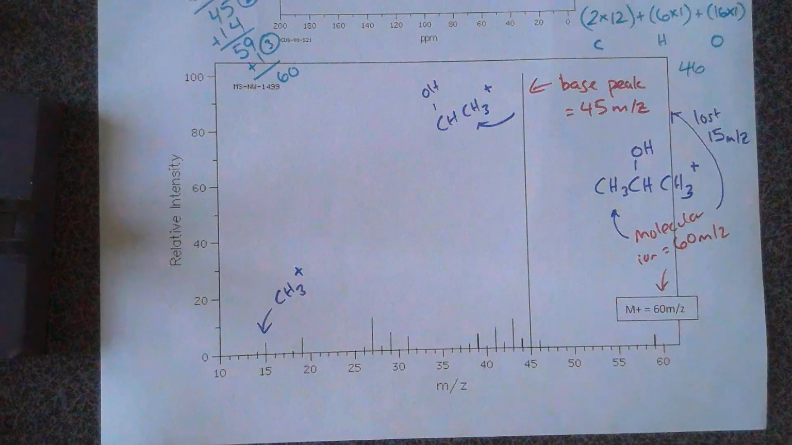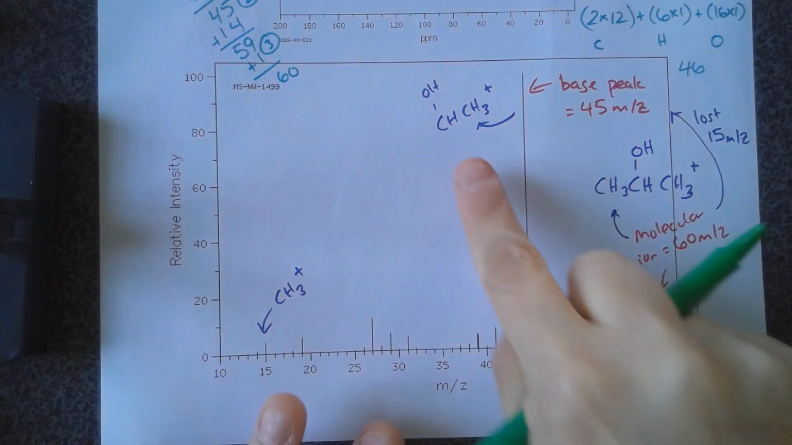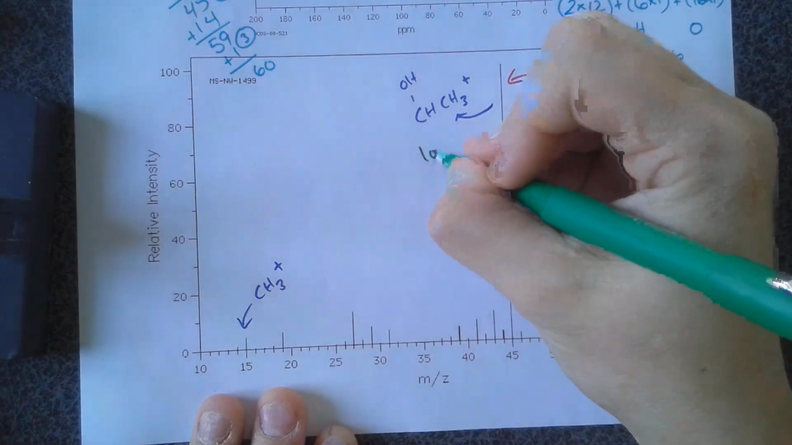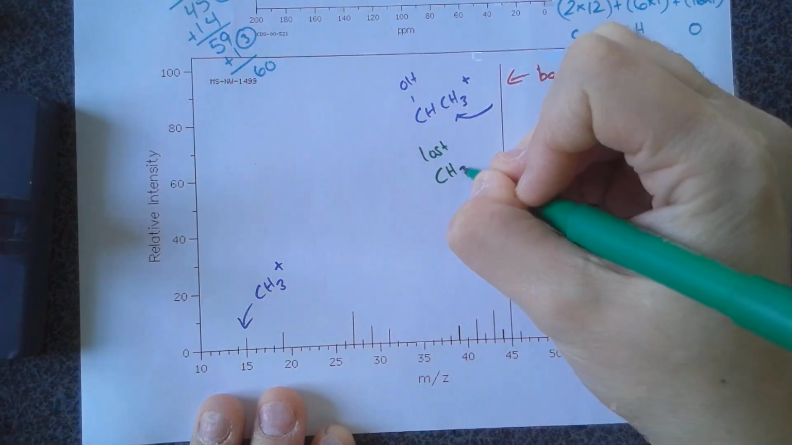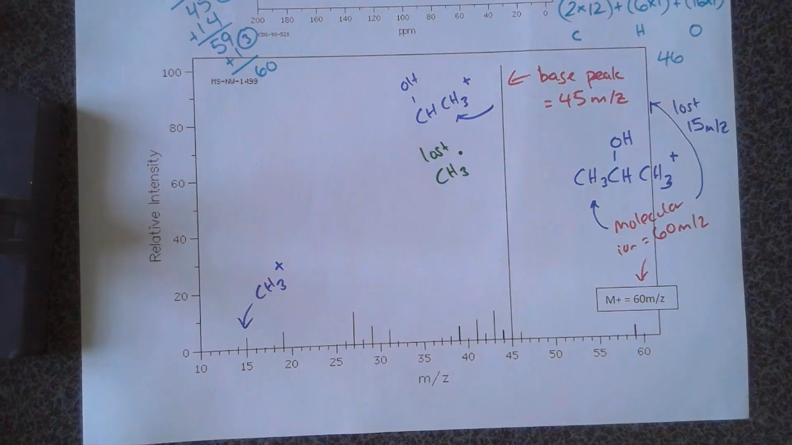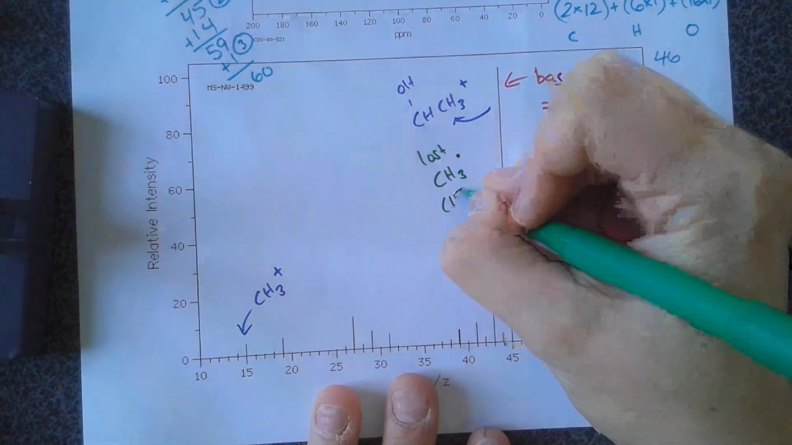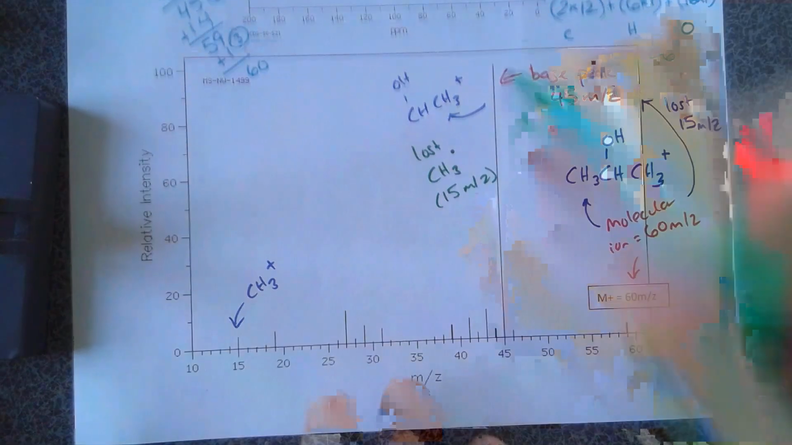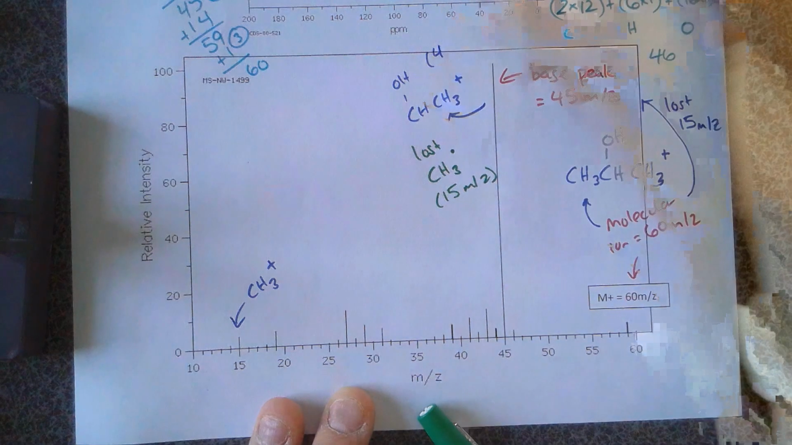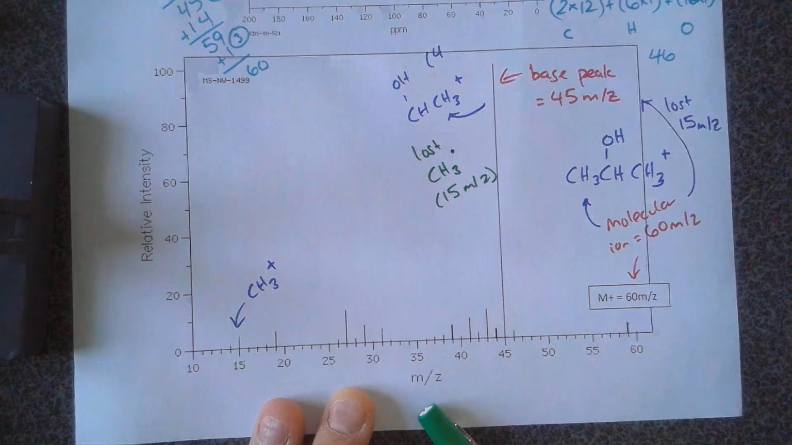For the excellence, I need you to show understanding of what has been lost. So for this one here, what have I lost? I've lost CH3, and I put a dot because that's the uncharged fragment. So this is the 15, and that is my 45. Because it should add up to 60.